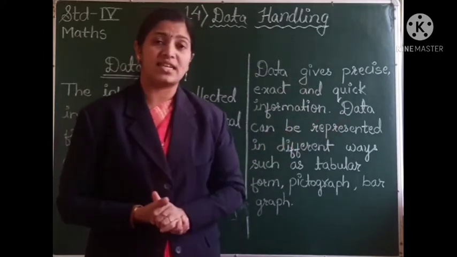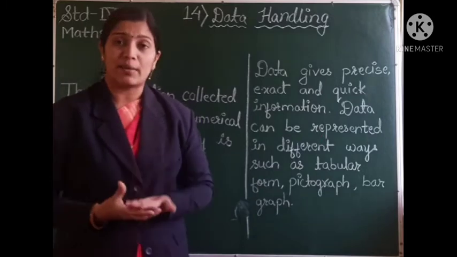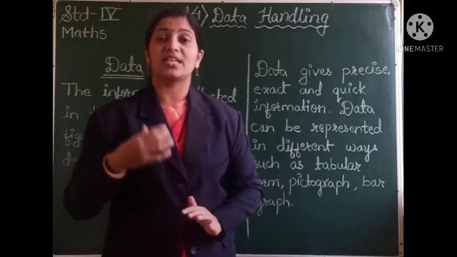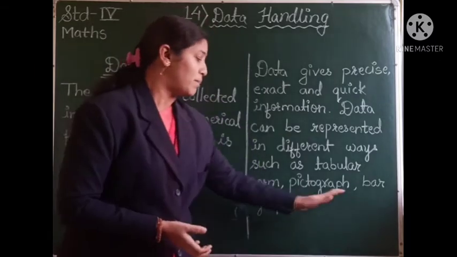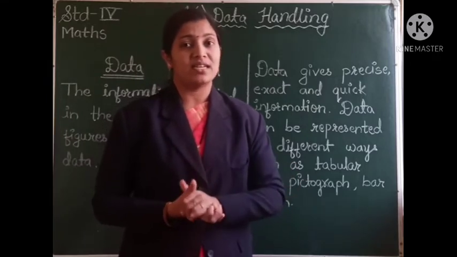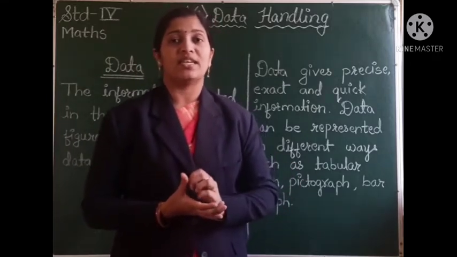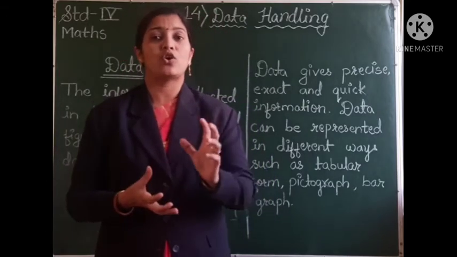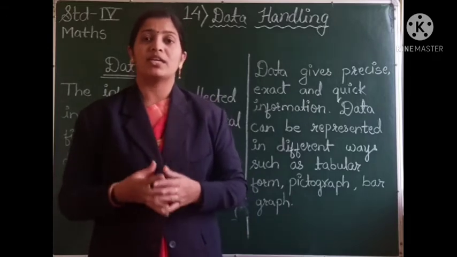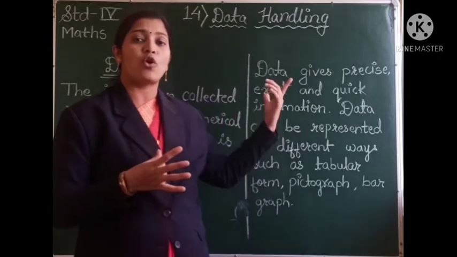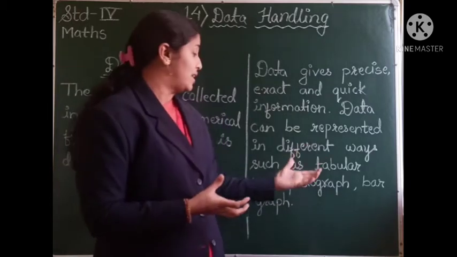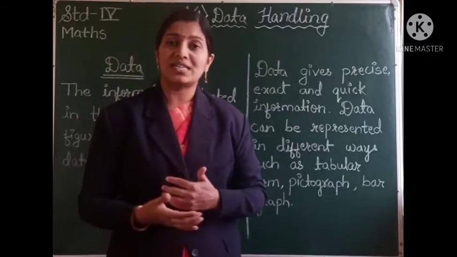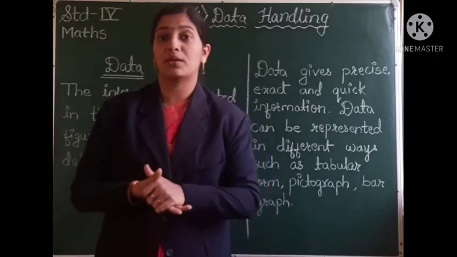Data can be represented in different ways, like in a tabular form, or we can represent it in pictographic form, that is, in the form of pictures. Also bar graphs are used to represent data. Data is represented in a very simple way. If a problem is given to you in words, it takes a lot of time to read it and then solve it. But if the problem is given in pictorial form, tabular form or as a bar graph, then it becomes easier for you to understand and you can easily solve the questions based on it.